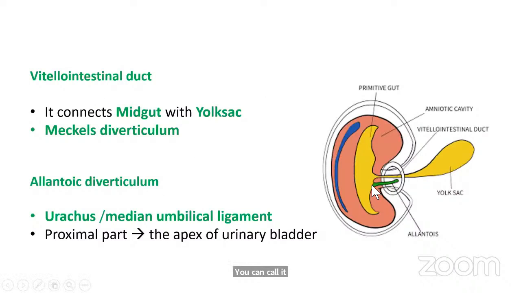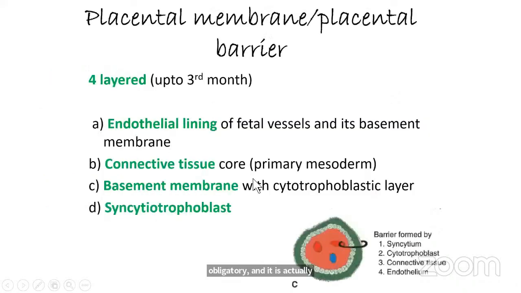Vitelline duct, you can see it is a connection between the midgut and yolk sac, and the remnant is known as Meckel's diverticulum. Allantoic diverticulum, we have already mentioned. The remnant in fetus, you call it as urachus, and in adult, you call it as median umbilical ligament. And it is actually attached to the apex of the urinary bladder, the remnant.